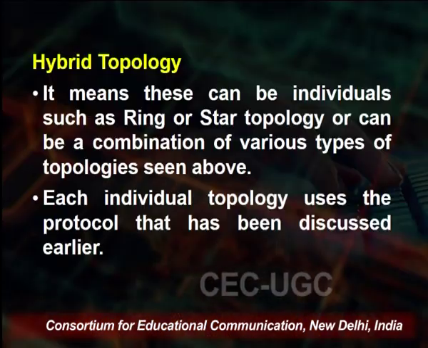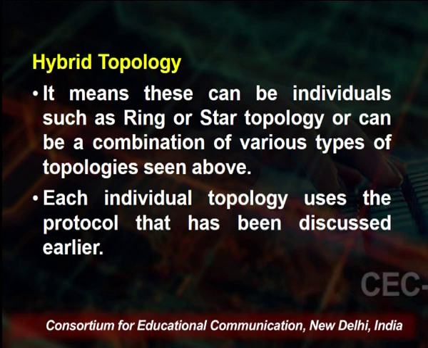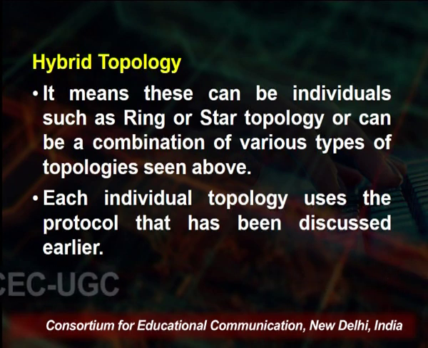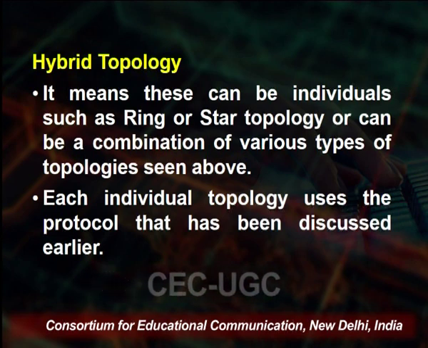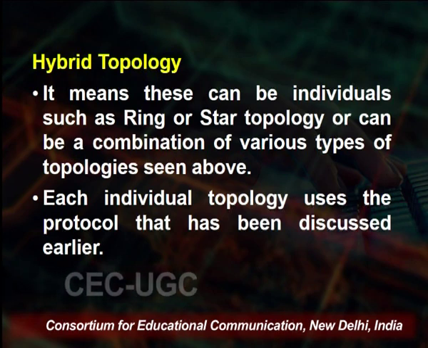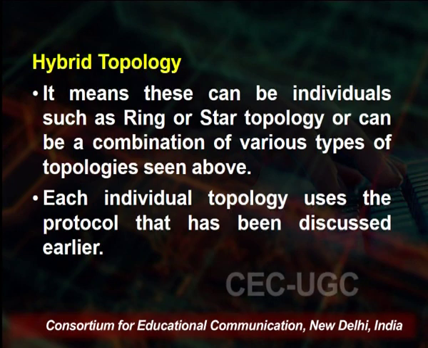So, hybrid topology is used when the nodes are free to take any form. It means that there can be individual clusters which are having a ring topology or a star topology, and these ring or star topologies can be combined in a single cluster. So, there can be individual ring or star topologies, or a combination of various types of topologies which we have already seen. Each individual topology uses a protocol that we have named earlier.